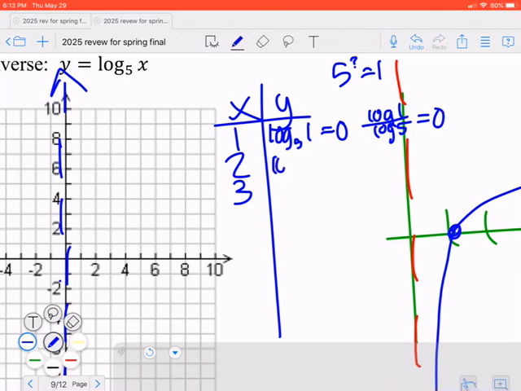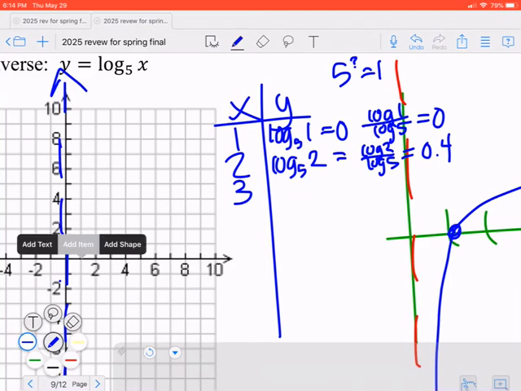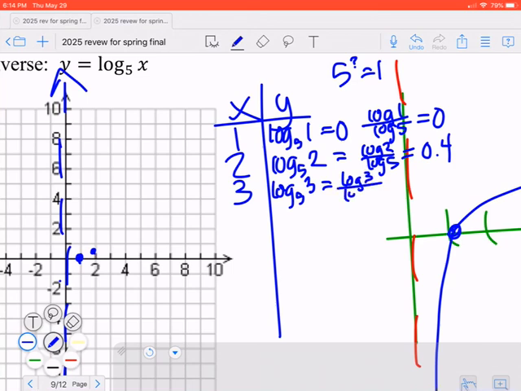And then plugging in a 2 for the x would be log of 2 divided by the log of 5. And that is what I'm going to calculate right now. So log of 2 divided by log 5 equals 0.4. Okay, so let's get those on there. So over 1 up 0. Over 2 up 0.4. Plugging in a 3 is log of 3 divided by the log of 5.